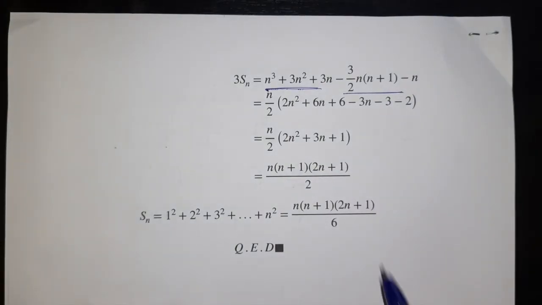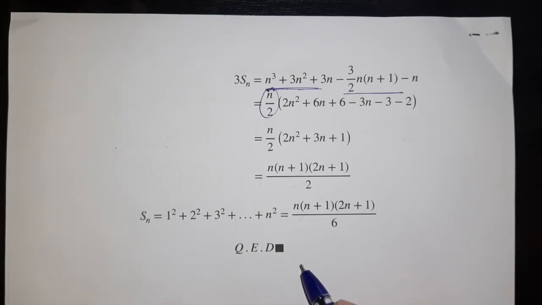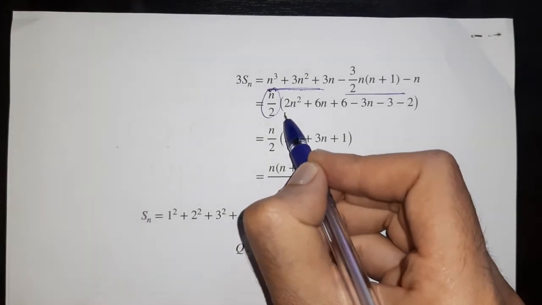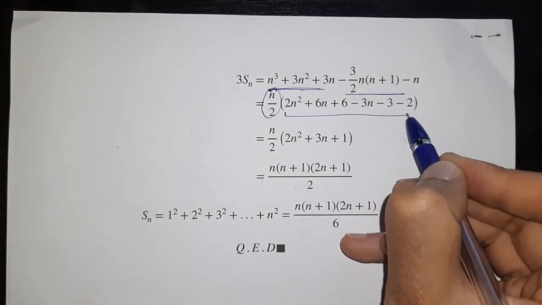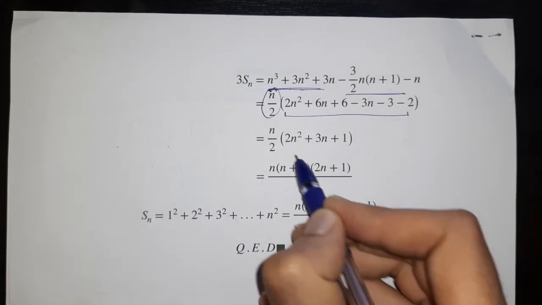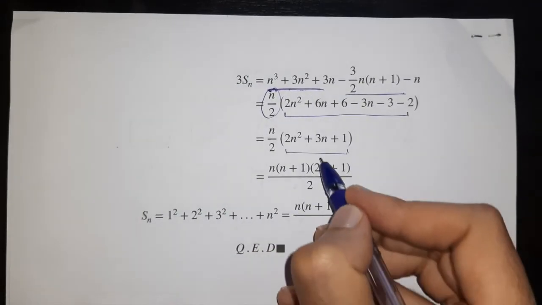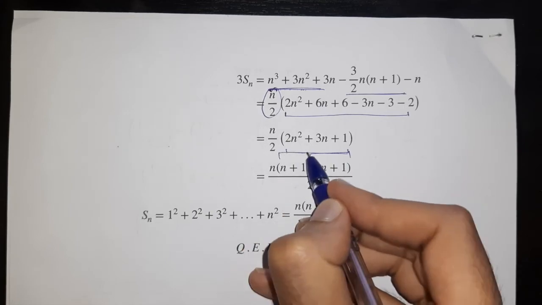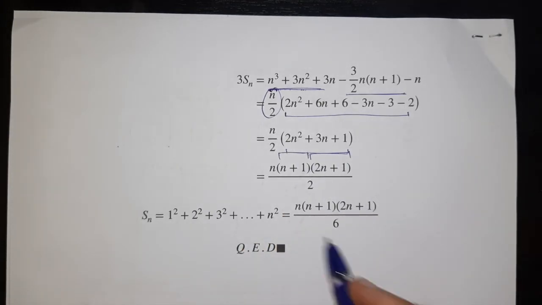Hereafter, we can factor an n upon 2 from the RHS, giving 2n squared plus 6n plus 6 minus 3n minus 3 minus 2 in the parentheses. To see that it indeed is the case, one can simply multiply out the expression on the right hand side to re-obtain the equation from the previous line of working. The expression inside the parentheses then simplifies to 2n squared plus 3n plus 1, which factors neatly to give n plus 1 into 2n plus 1.